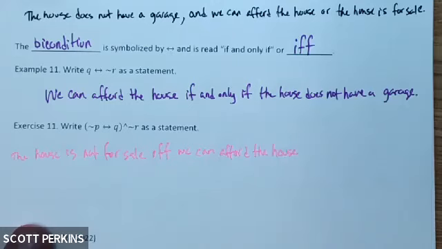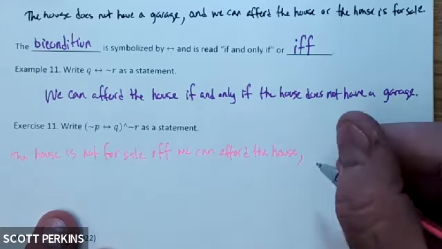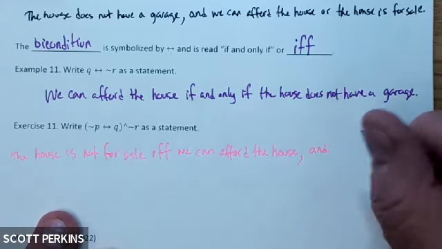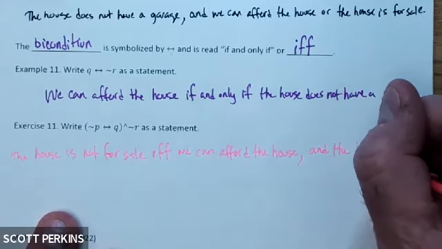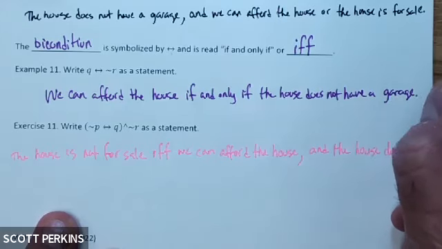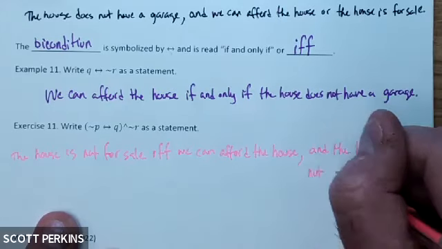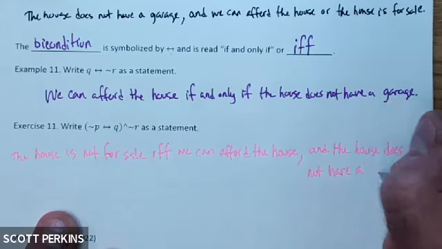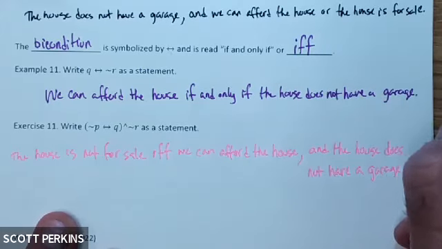Here's the thing to look for: both of those two statements, the if and only if, that's all on the left side here. So I'm going to put a comma right there. That's important. That's where that comma goes. And then we say, and the house does not have a garage. Everybody got that comma in the right place? That's the significant part of that.